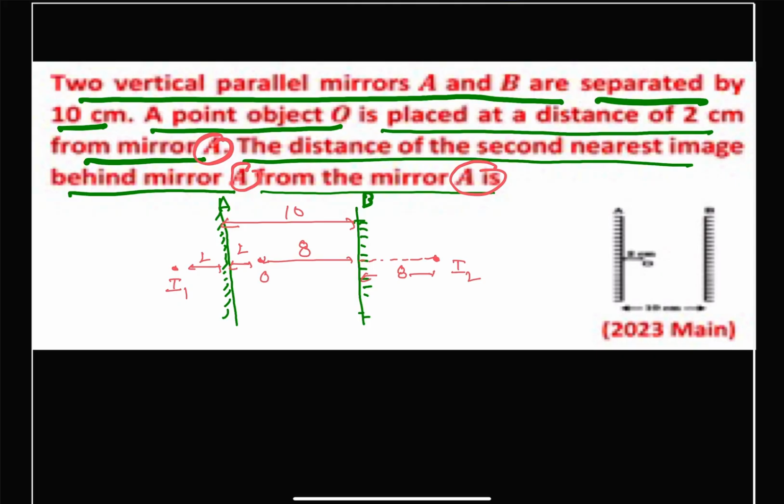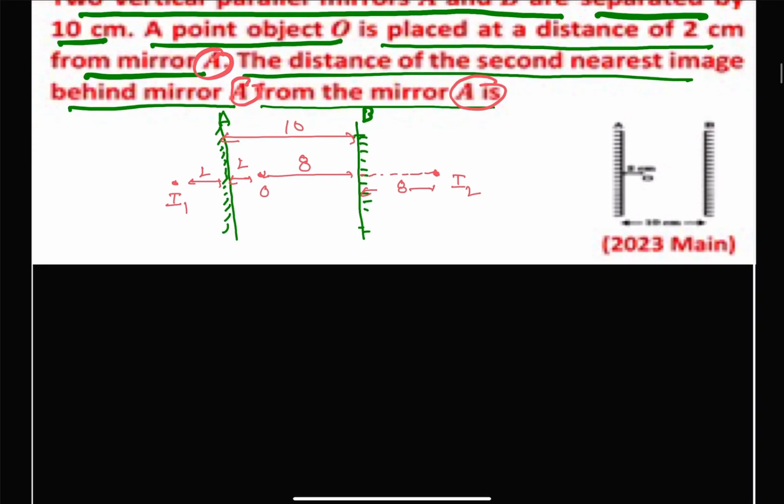So therefore, now we have to find out the position of the second nearest image behind A. Okay. So we can just write all these things. So we say the position of the first image behind mirror A. In this case, we have said that is our I1.